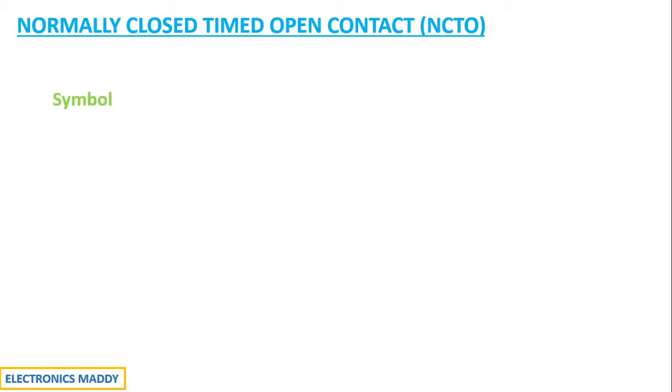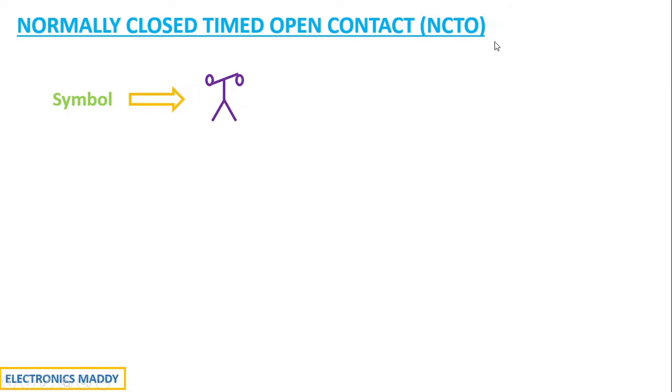Let us take a look at the symbol and try to correlate with the concept of NCTO. So this is the symbol of NCTO. If you carefully observe, this tells you a lot of information. How do I say so? If you see, the switch over here is actually closed initially. So that means these are normally closed initially, and after some time period, let us say there is a time delay of 10 seconds, they will open their contact. So it acts as short circuit initially, and after the time delay when they are energized, they act as open circuit. So that is why they are called normally closed timed open contact.